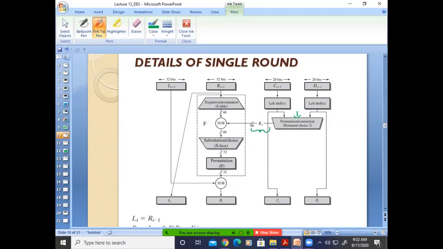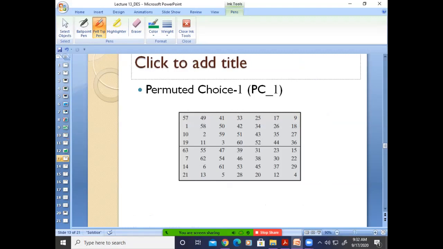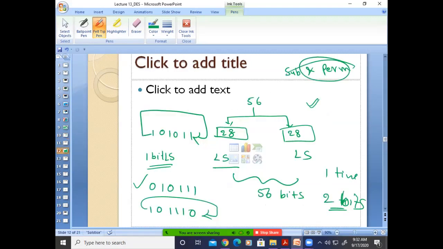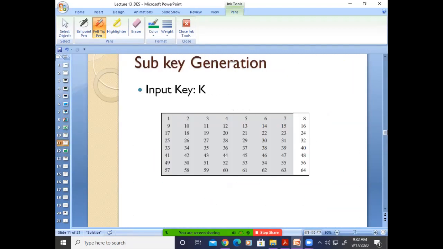If i is equal to 1, K1. If i is equal to 2, K2, and so on. So this is the key generation. Is this clear to all of you? Yes, this is the key generation. So this is the input key, with the 8 bits eliminated, so only 56 bits.